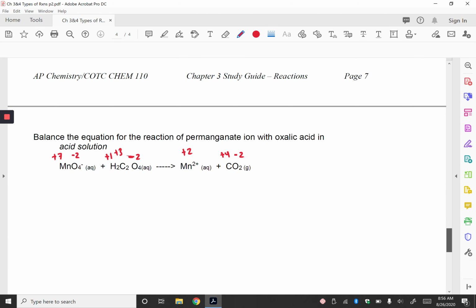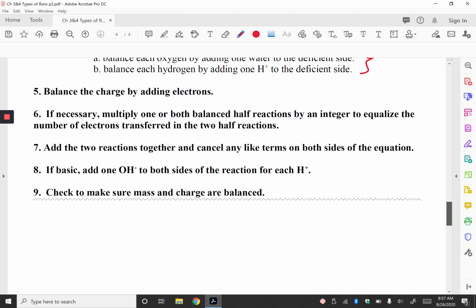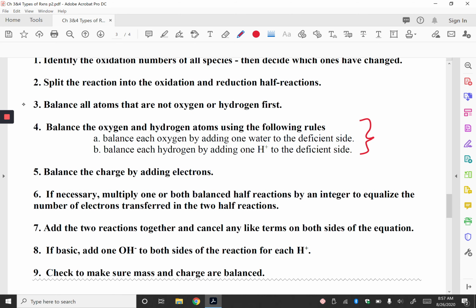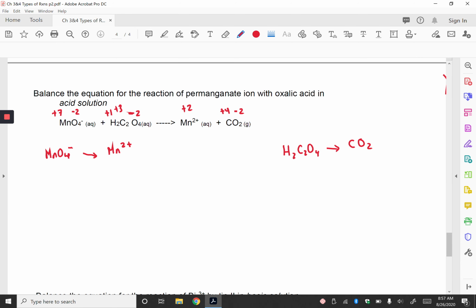You could have done that without assigning any oxidation states because you should be able to tell that the MnO4- should go with the one that has the manganese, the Mn2+, and the oxalic acid should go with the one that has the carbon, the CO2. We don't worry too much about the oxygens and the hydrogens because they work themselves out. All right, we got that part. Next, balance all atoms that are not oxygen or hydrogen first. So let's do that. One manganese, 2 carbons, just 1 carbon, so we need to make that a 2.